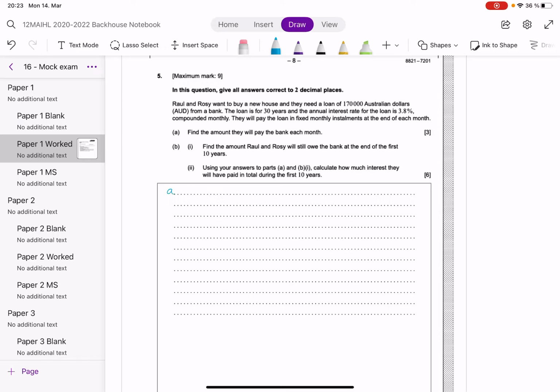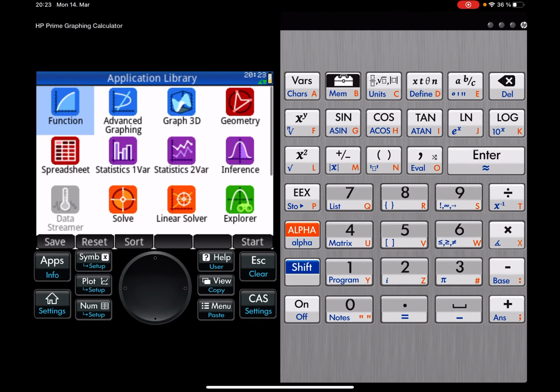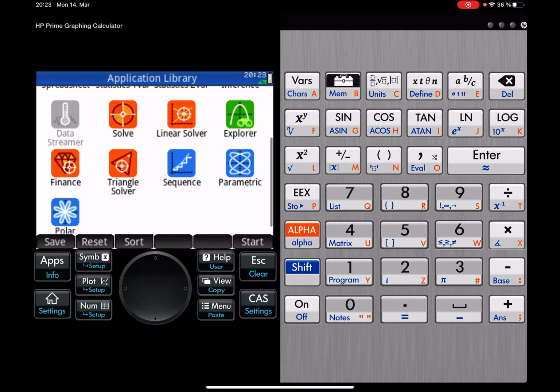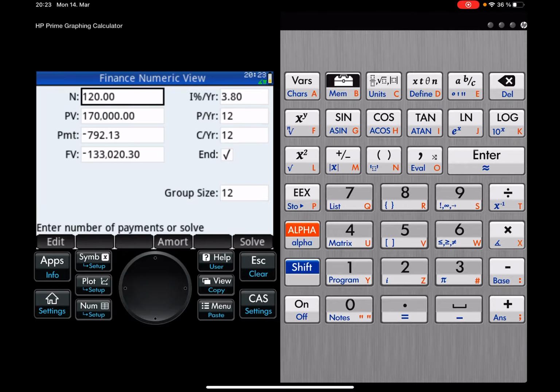So part A, find the amount they will pay the bank each month. Just bear with me a minute, sorry. You might want to skip through some of this.